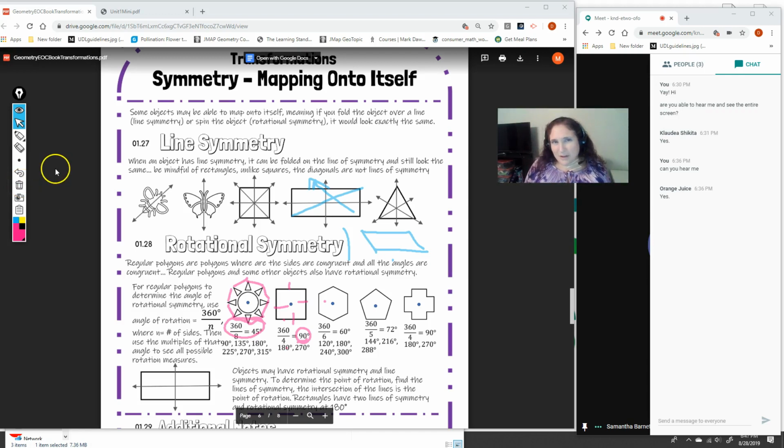So that's the whole premise of rotation: you want to be able to think, okay, I know the smallest degree of rotation. And a hint on your test, it's not going to be the smallest degree of rotation. You're going to have to do multiples in order to discover the correct answer.